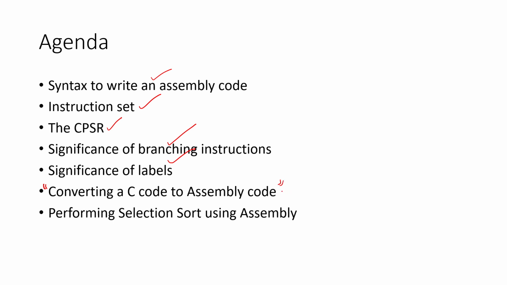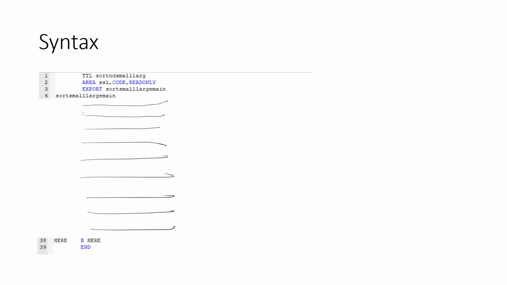Here we'll also be seeing what are the alternative ways to write assembly code from algorithm, and the final agenda will be performing selection sort using assembly programming. And coming to the first one, syntax to write assembly code.